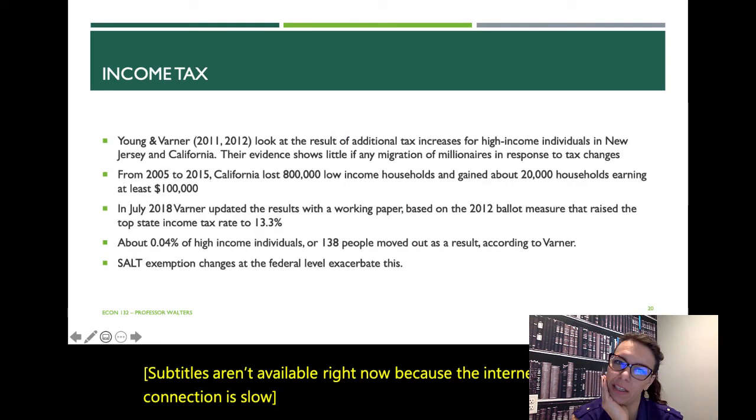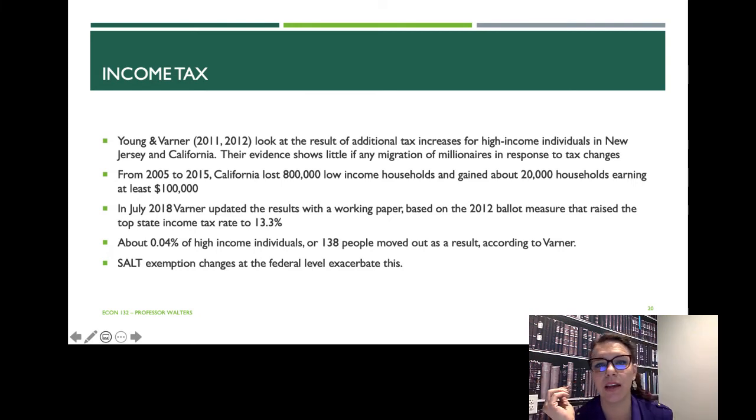Looks like I lost subtitles. Okay, so what do we know about income tax from the economic perspective? We can think about what some of the other economists have looked at. Young and Berner looked at the result of additional income tax increases on high-income individuals in New Jersey and California. Basically what they were looking for is, do millionaires and other super wealthy people move to avoid high income tax rates?